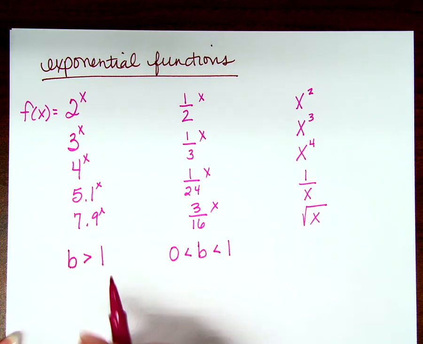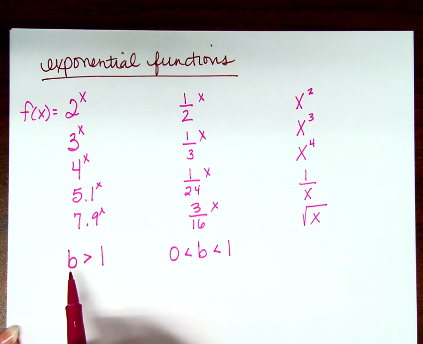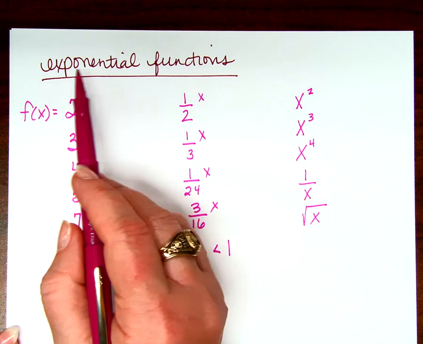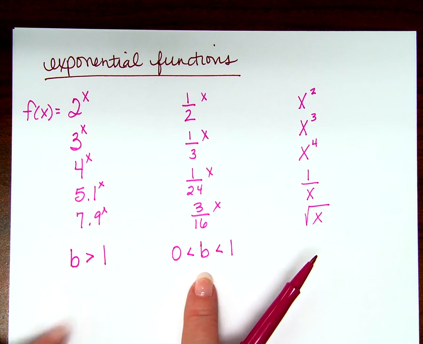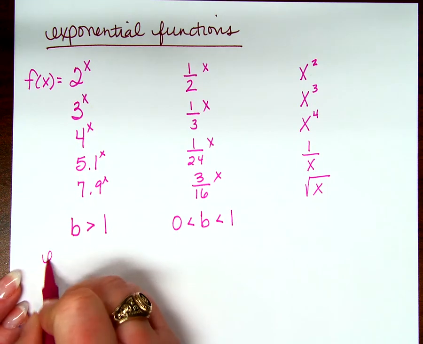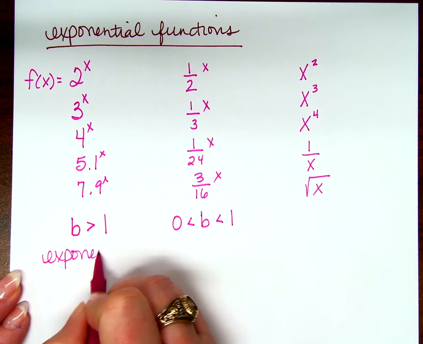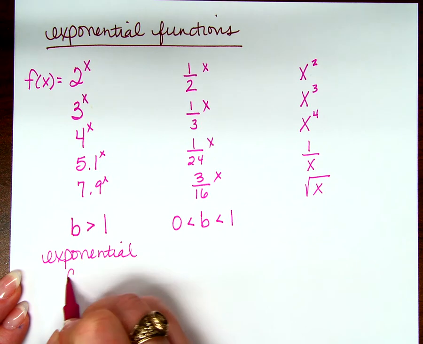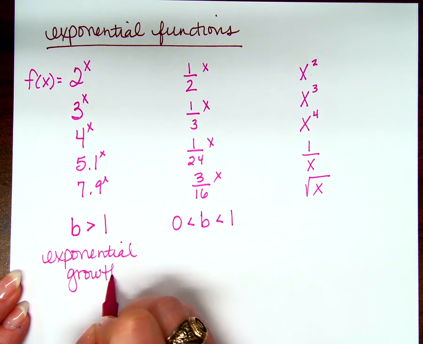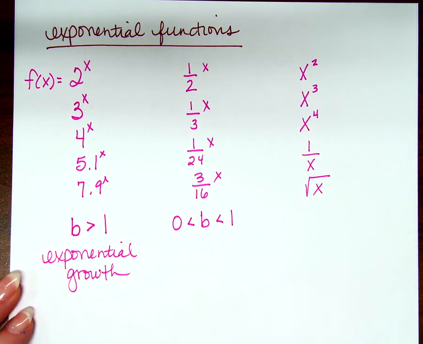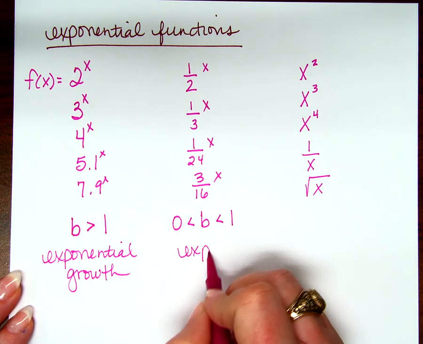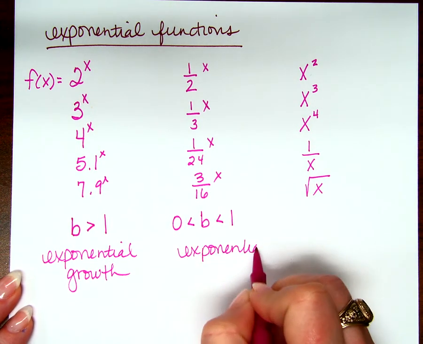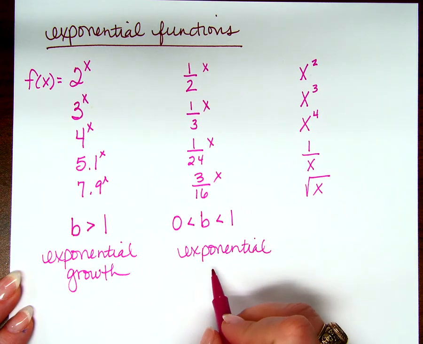Okay. So here's the difference though. There's actually two separate types of exponential functions, and it depends on what the base is. If the base is greater than 1, that's actually called exponential growth. And if the base is between 0 and 1, that's called exponential, do you know?